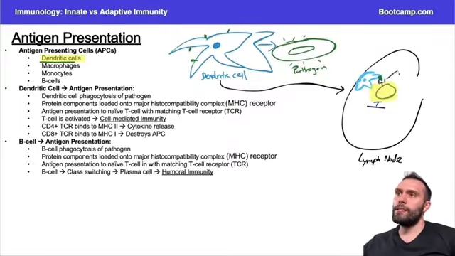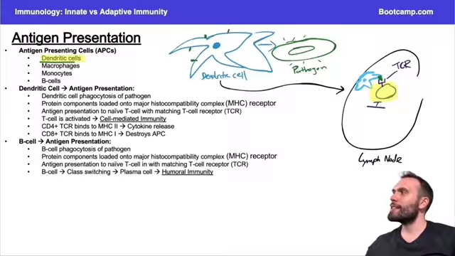Now remember, this thing here in purple, that's the T cell receptor. Okay, so the T cell receptor bound to the antigen, but what exactly is that antigen on the dendritic cell? Well, the dendritic cell uses the major histocompatibility complex to present the antigen. So it uses a major histocompatibility complex, an MHC.